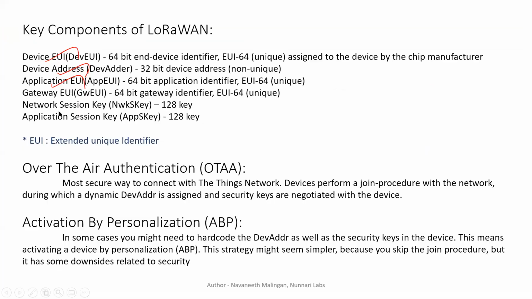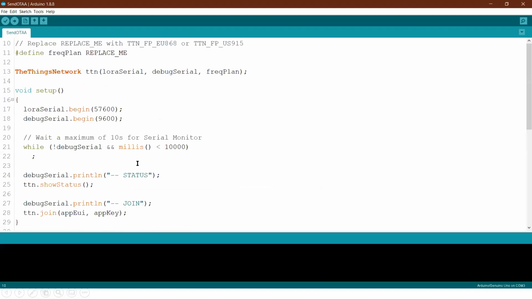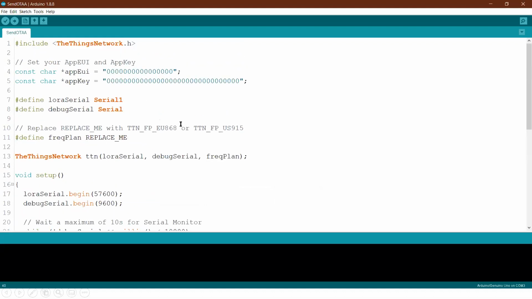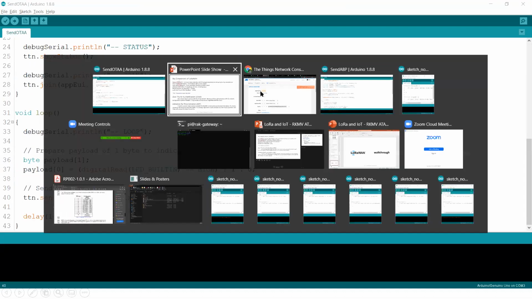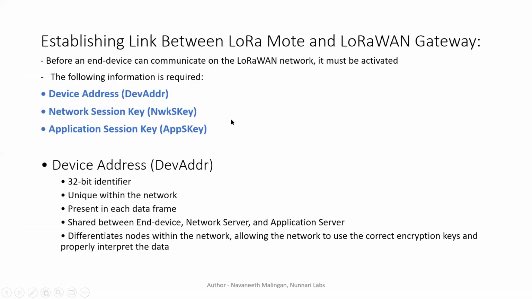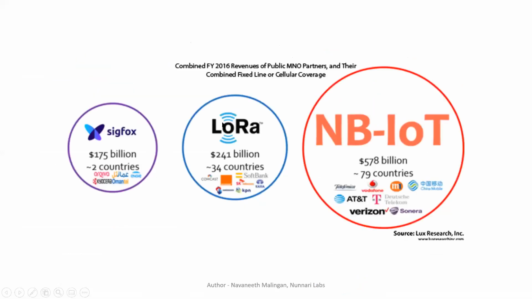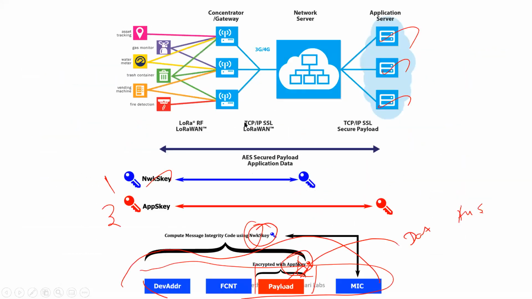So now you know how to generate all these keys, and also how to do authentication, over-the-air activation and activation by personalization, and how to send the data as well. Once you send the data, you can directly use the functions here. ttn.sendBytes, you can send the payload and the size of the bytes. That way it will send the data, right? So we have all these things generated.